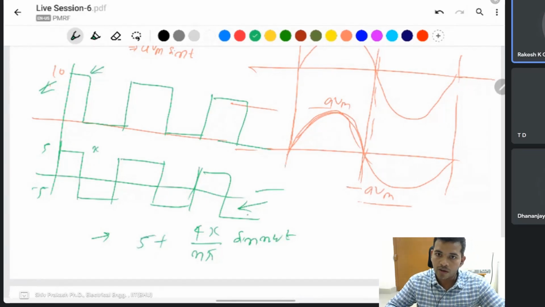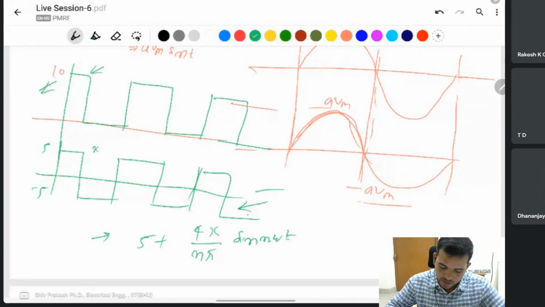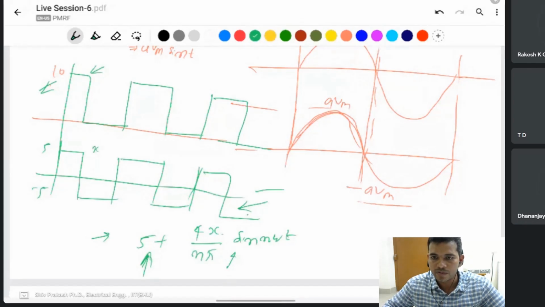Here Bn will be the same, sir. Vertical shifting will not affect Bn. An will change, but since it is an equal shift of 5 volt plus and minus, An will be 0, so it will not affect Bn. In both waveforms, whatever you have done, 10 volt and plus minus 5 volt, the Bn will be the same. Okay, sir.